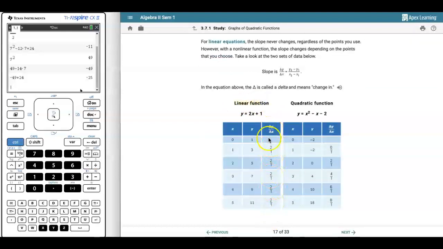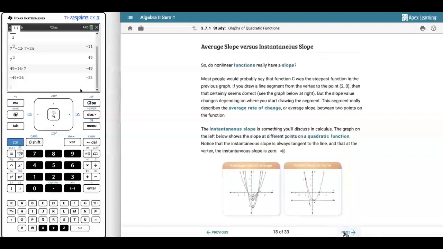And what you're going to notice with a linear function, as we talked about, is that slope is going to be consistent, constant. It's always going to be consistent. But with the quadratic function, you're going to see that the slope is actually changing as we're changing our different coordinates. So what's that all about?